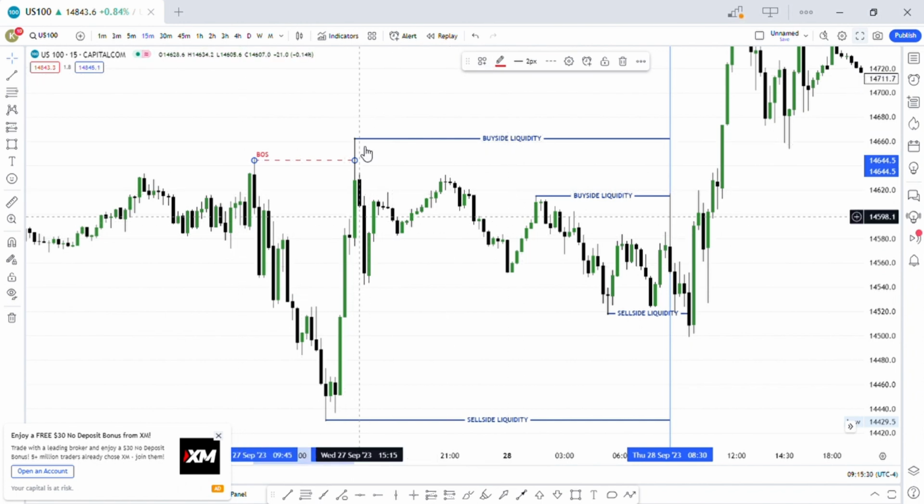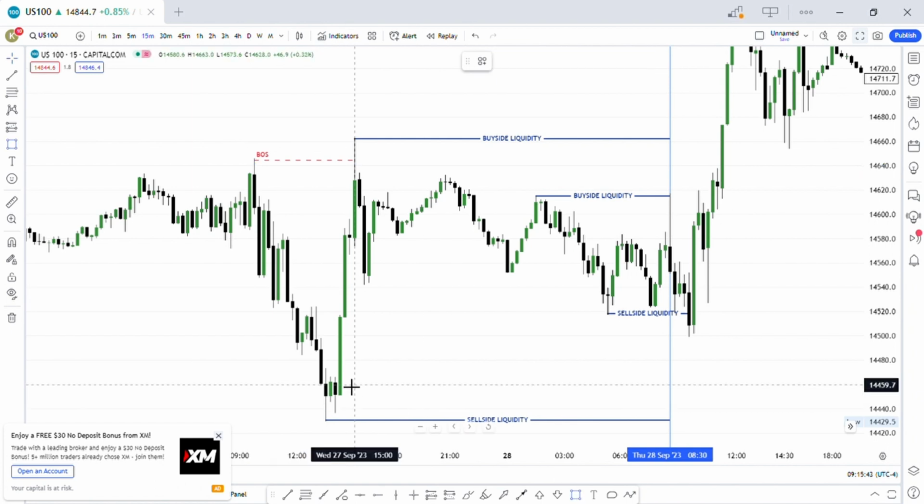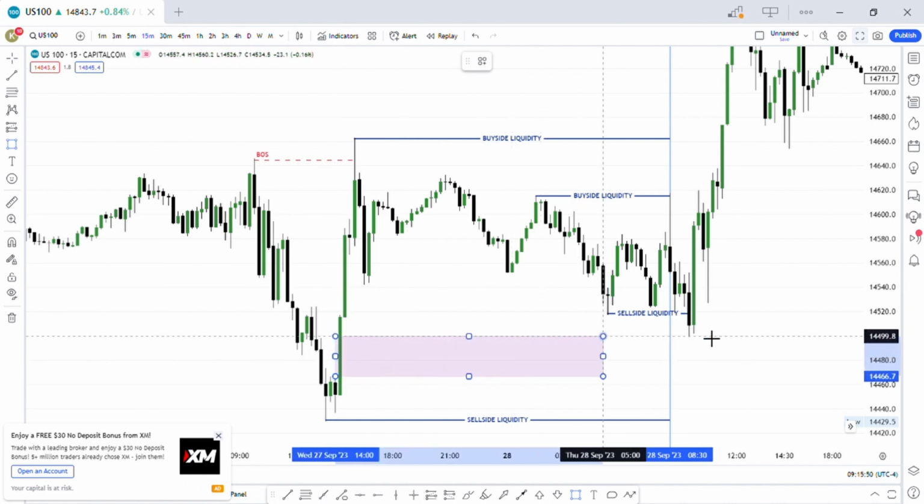So now this break of structure occurred. Now we have to look for a retracement. Where is the retracement going? We can look for a fair value gap or an order block. We have a fair value gap here. We have a fair value gap here.